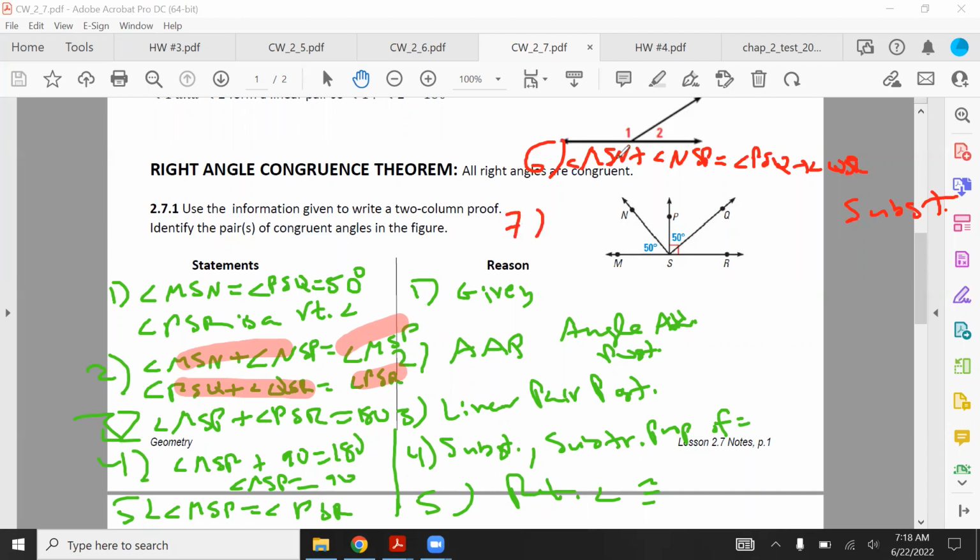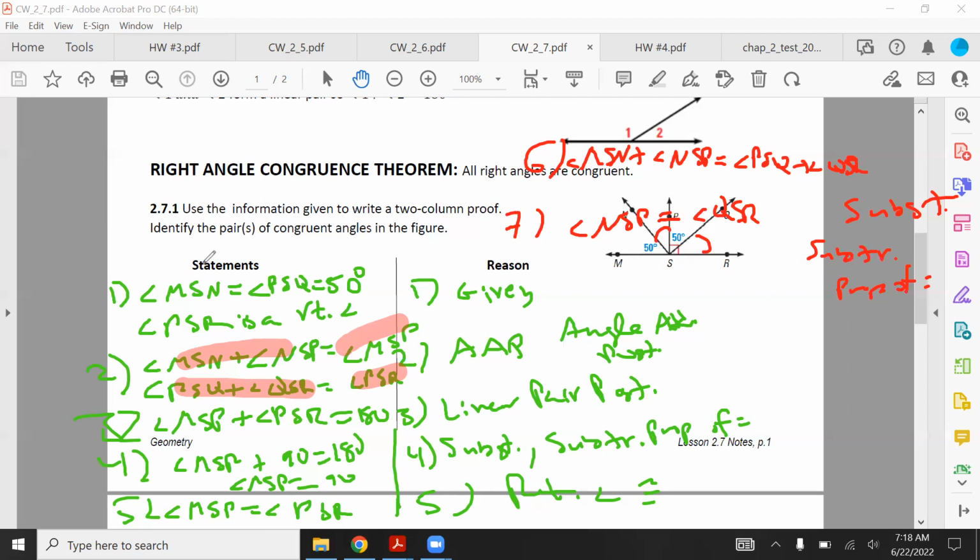And then we could drop off the MSNs and PSQs and just say what we want to prove, that angle NSP equals angle QSR. And that's the subtraction property of equality. So we subtracted the same thing from both sides because they do equal the same thing, as we saw in step 1. So that is a 2-column proof.